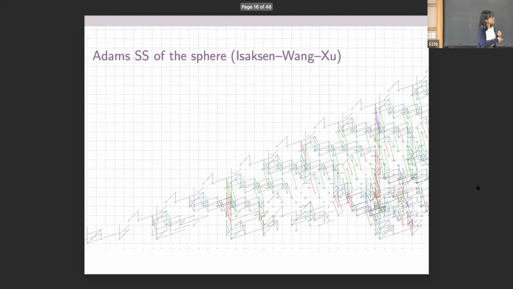And on this page, I attach a picture of the Adams spectral sequence computation of the sphere. This is work by Isaksen, Wang, and Xu. The point of putting it here is not to explain everything. In this picture, I just want to give some feeling of how complicated this computation is. Is this the sphere with two points? So it's a spectrum, the sphere spectrum, the stabilized sphere. But just the two points.